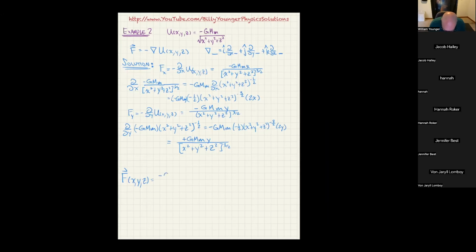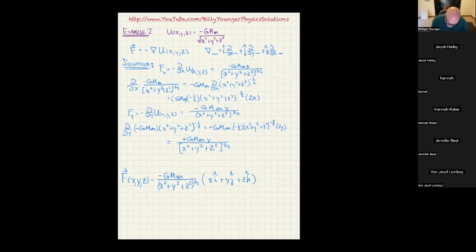So I'm going to say negative GMM over x squared plus y squared plus z squared to the 3/2 power. And then all of this will be times x i hat plus y j hat plus z k hat. Notice that is a vector function. Notice it also looks a lot like the force of gravity.